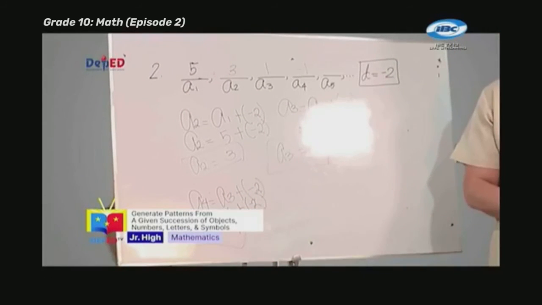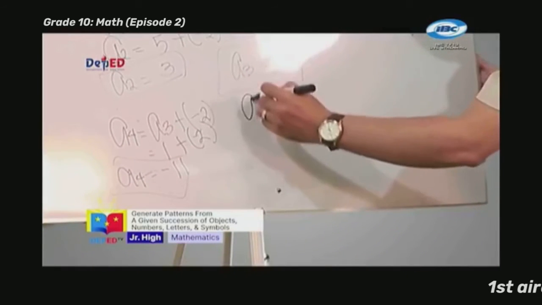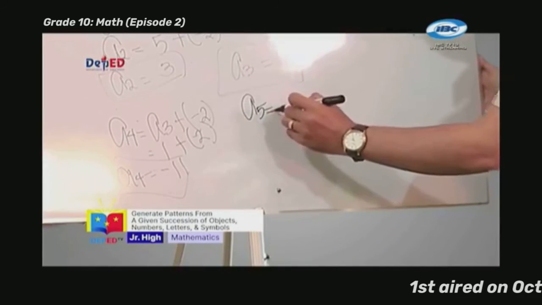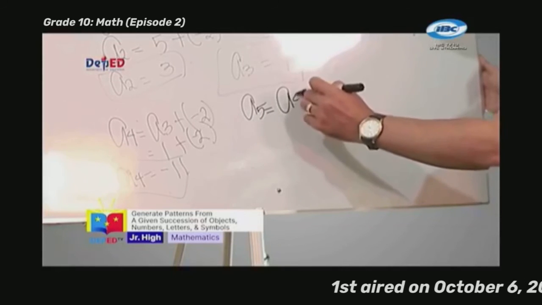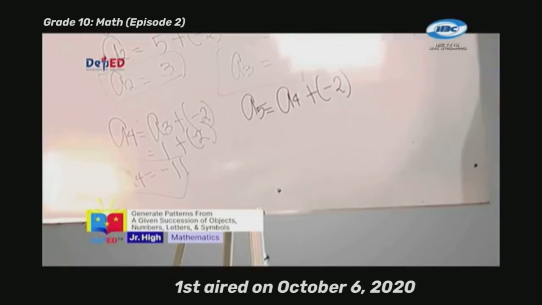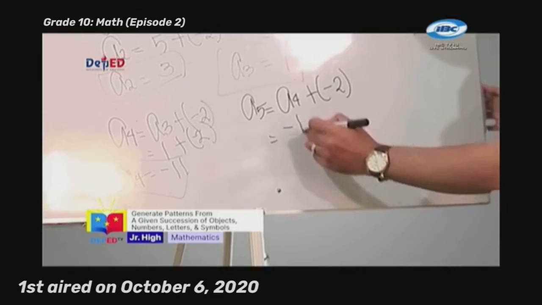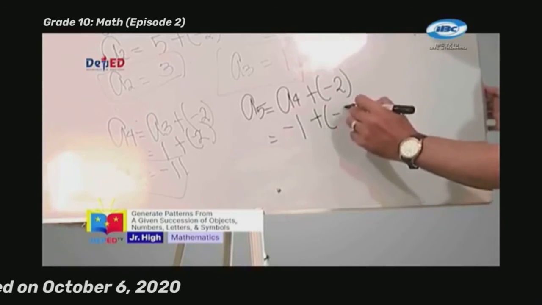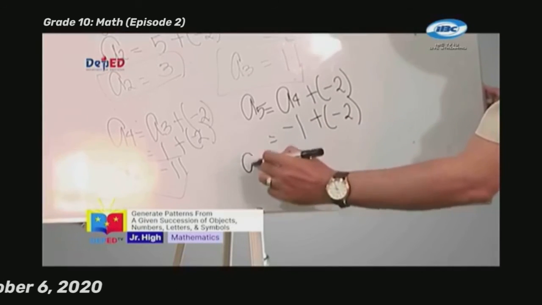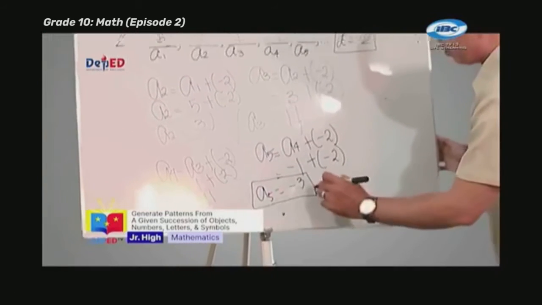For the fifth term, we will get the sum of the fourth term and the common difference of -2. So that's a sub 5 is equal to a sub 4 plus the common difference of -2. Our a sub 4, which is -1, plus -2, our fifth term is equal to -3.